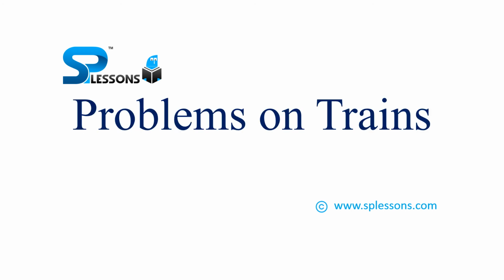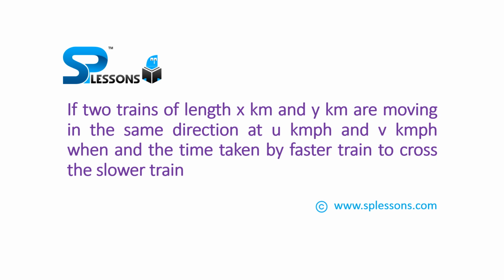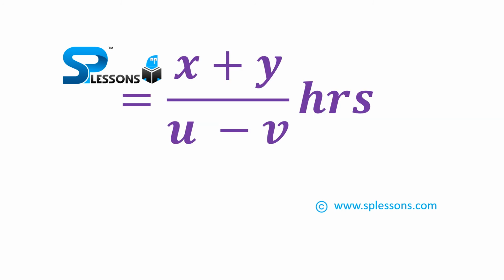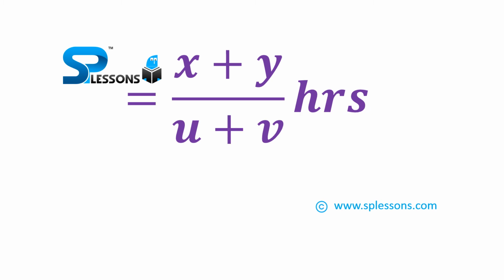So let's discuss problems on trains. If two trains of length x km and y km are moving in the same direction at u km per hour and v km per hour, then the time taken by the faster train to cross the slower train is given by the formula x plus y by u minus v hours. And this one is for the reverse direction. As in the same direction, we replace u minus v with u plus v. The x plus y is constant.